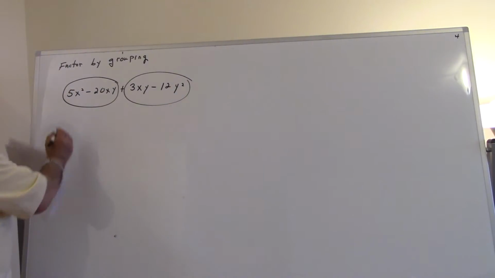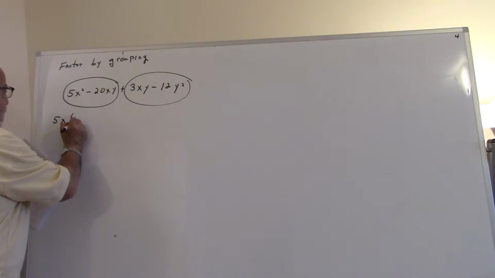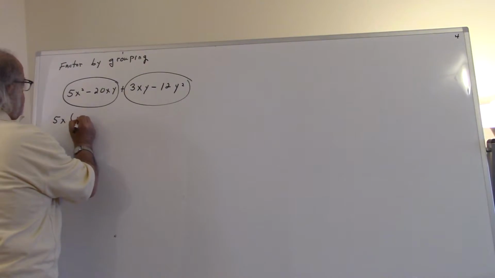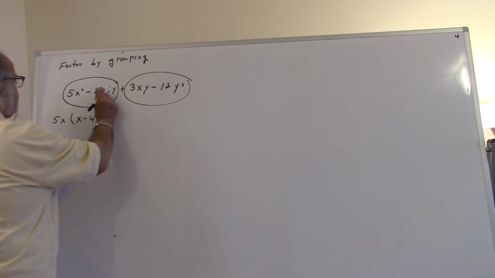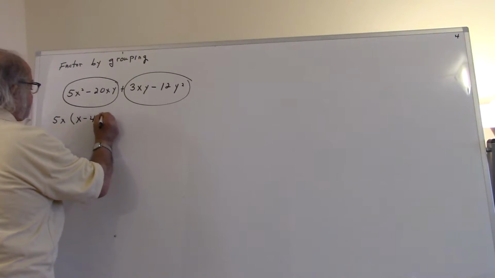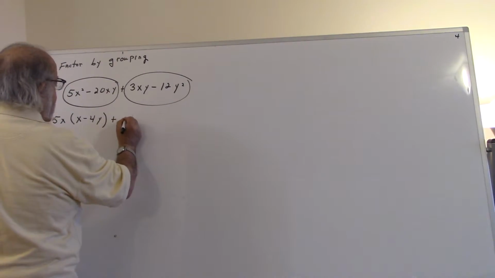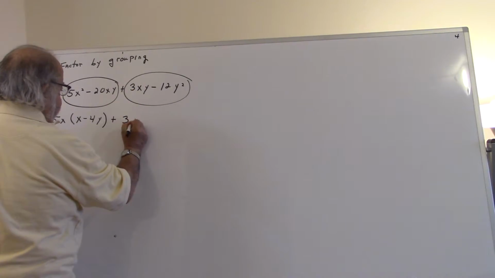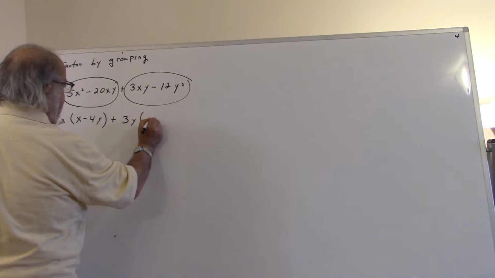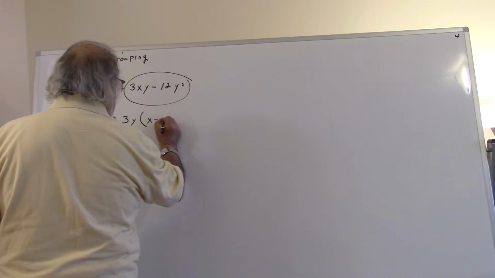All right, so that's 5x, that is x. 5 goes into 20 four times, the x cancels out, you get a y. Plus, this here factors out, and the y factors out. So you have x, again, same thing as over here, minus 4y.